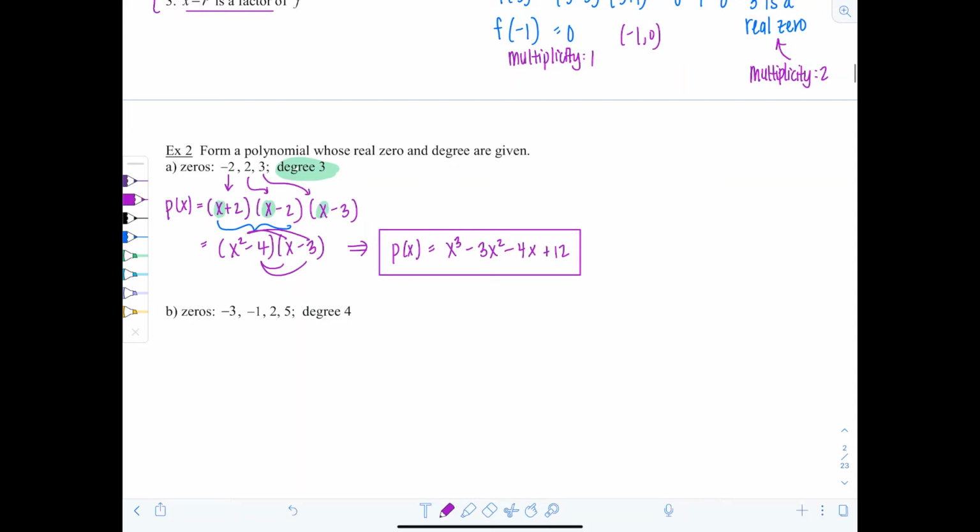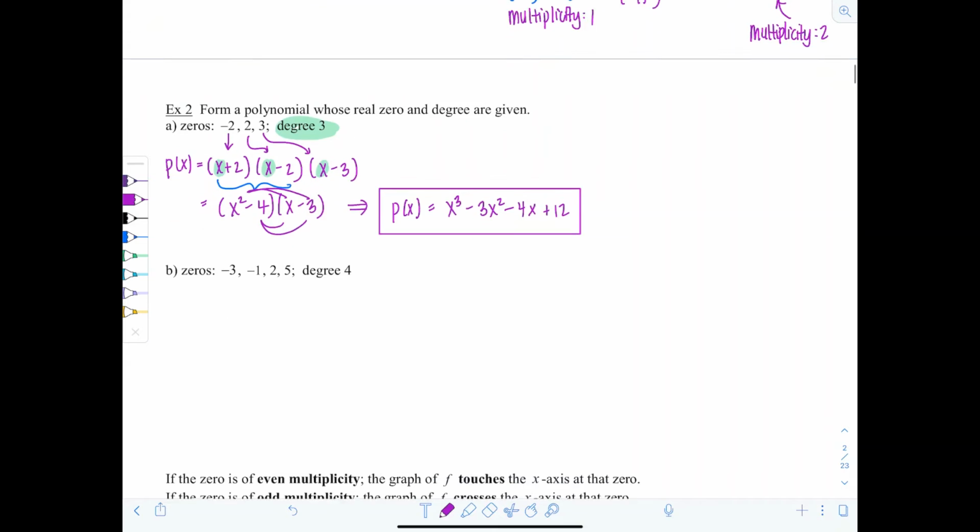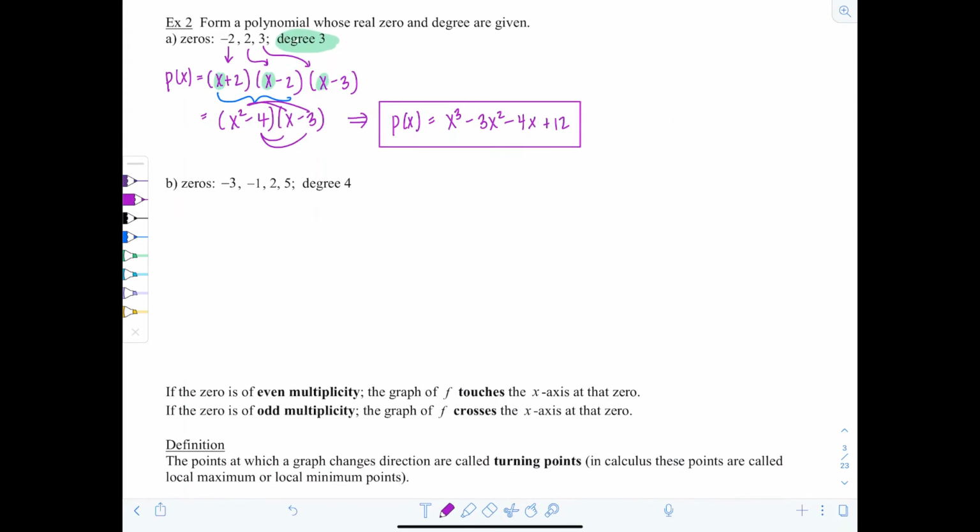Okay, good. Let's try another. So here we have the zeros are negative 3, negative 1, 2, and 5, and it's degree 4. So our polynomial would have the following factors. So if negative 3 is a 0, just take the opposite. You're going to have x plus 3 as a factor. If negative 1 is a 0, again, take the opposite. x plus 1 is a factor. If 2 is a 0, x minus 2 is a factor. And if 5 is a 0, x minus 5 is a factor. And yep, that would give me a degree 4 polynomial once we distribute everything out.